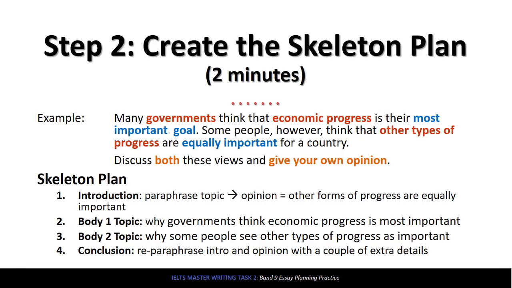Now that we've analyzed the question, let's move on to our skeleton plan. So again, we have the question here with the highlights, and in the introduction, in the first part, we're going to paraphrase the topic and give our opinion. And my opinion in this case is, other forms of progress are equally important. In body paragraph 1, we're going to discuss the first view, which is governments think economic progress is their most important goal and why this is. In the second body paragraph, we're going to write about why some people see other types of progress as important or as equally important. And finally, in conclusion, we're going to re-paraphrase the intro and the opinion and add a couple of extra details from these body paragraphs.